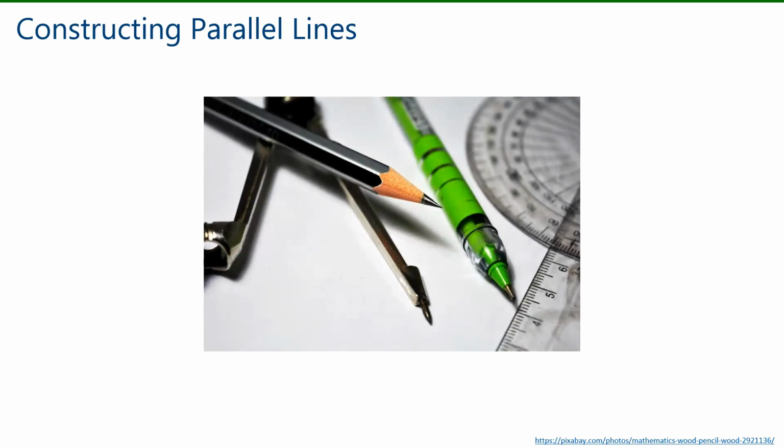For the methods we're going to use in this lesson, we're going to need a compass, which we can draw arcs with, a protractor, which is used to measure angles, a ruler for drawing straight edges, and perhaps the most important piece of equipment, a nice sharp pencil. You'll notice there's a green pen in the picture as well, but when we do constructions, we make sure that we always use a pencil, never a pen, just in case we make a mistake.